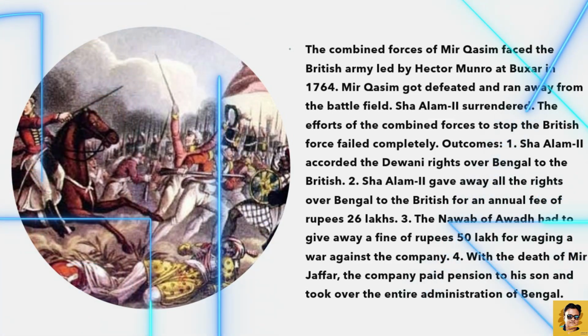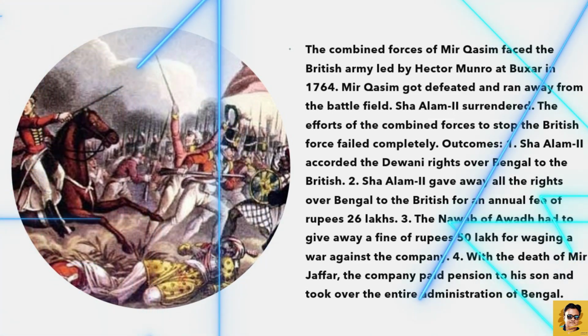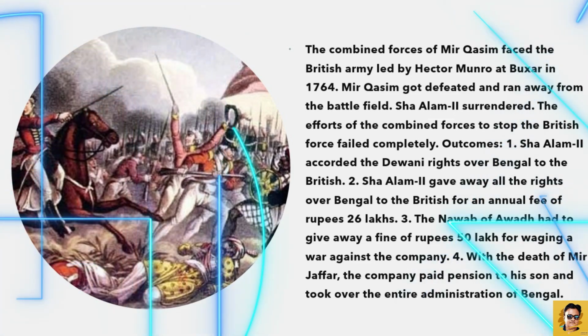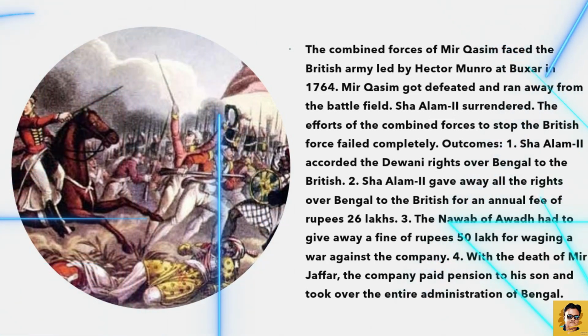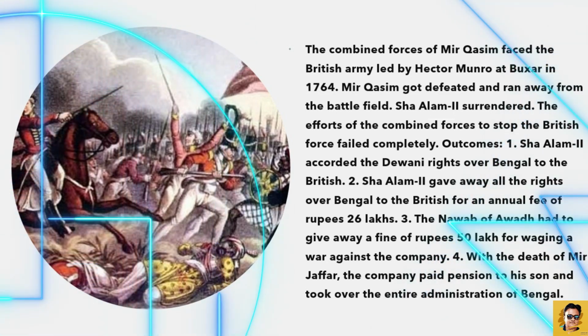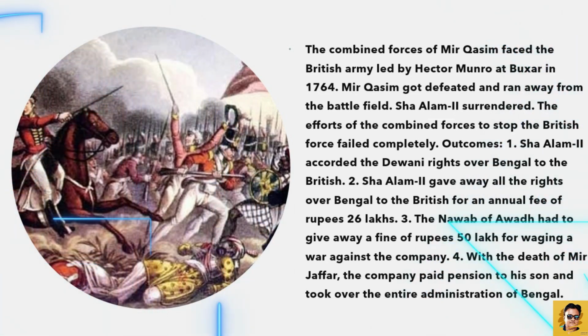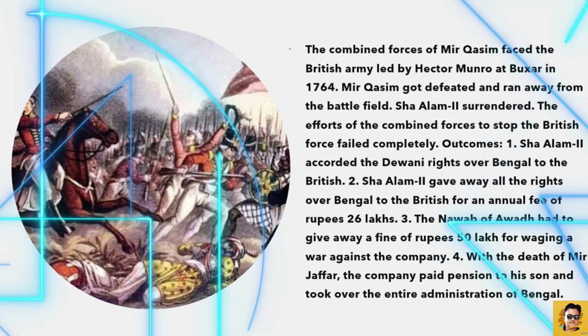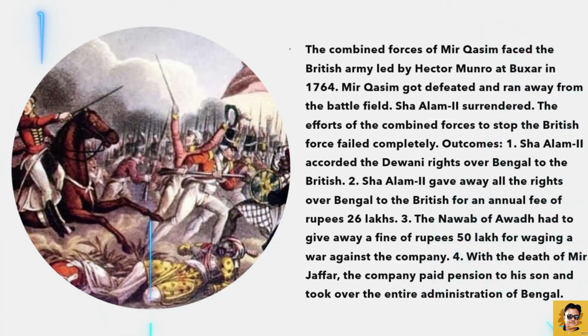Mir Qasim got defeated and ran away from the battlefield. Shah Alam II surrendered. The efforts of the combined forces to stop the British force failed completely. Outcomes: 1. Shah Alam II accorded the Diwani rights over Bengal to the British.